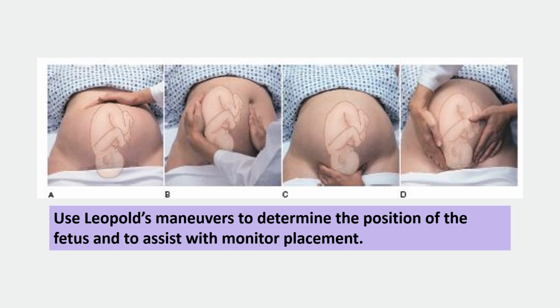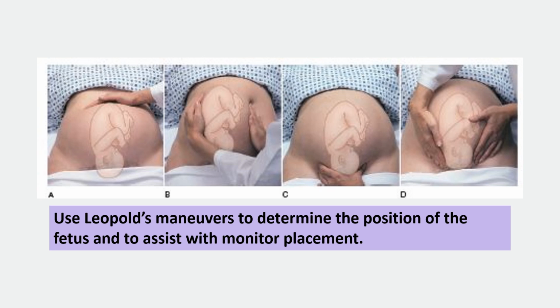Now D on the far right, that's going to be a little bit more difficult for you to assess, especially if the head is really, really low in the pelvis. And that's just really telling us position. The main things you really want to be concerned with on Leopold's is A, B, and C.